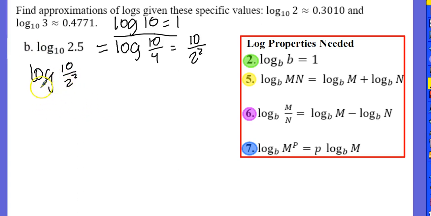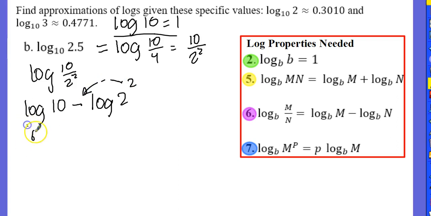Substitution. Now, I don't know them together, but I do know them separately. Using the quotient rule, I'm going to subtract my logs. And I'm going to power down. So the log of 10 minus 2 logs of 2. You with me?